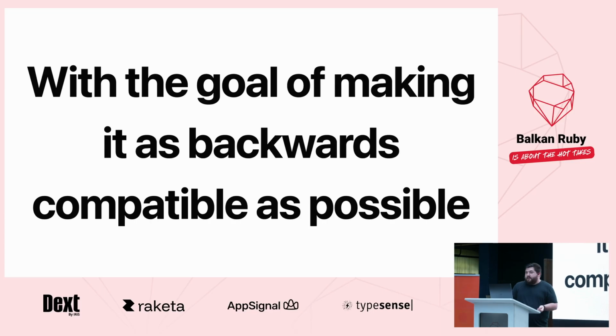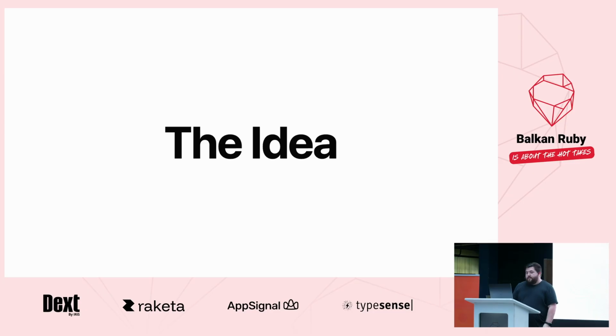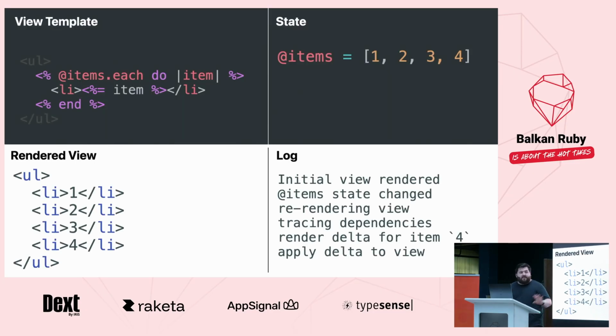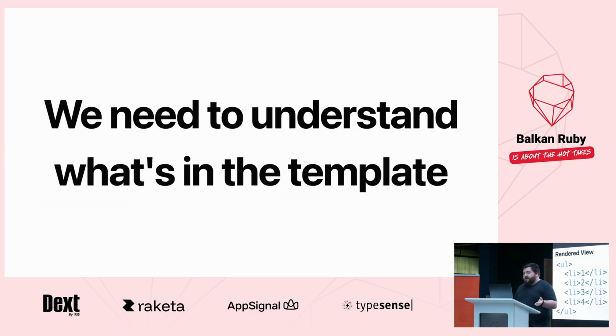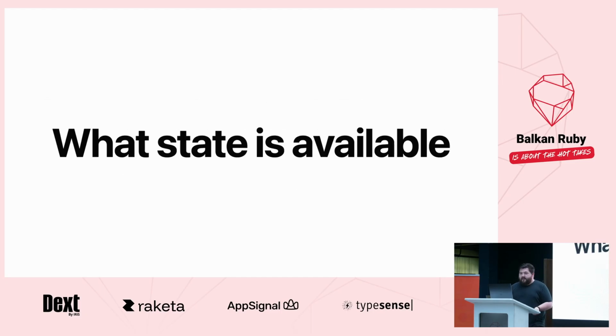And with the goal of making it all as backwards compatible as possible, so we can keep all our existing files and they just get an upgrade kind of for free. So yeah, this is what we want to build, and in order to build this, we need to understand what's in the templates. So we want to know what control flow structures you're using, what state is available in your views, and how the data flows through your app.